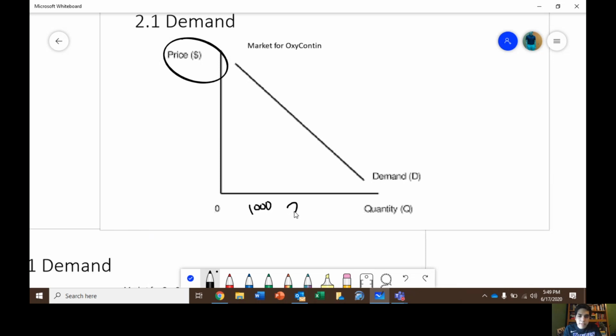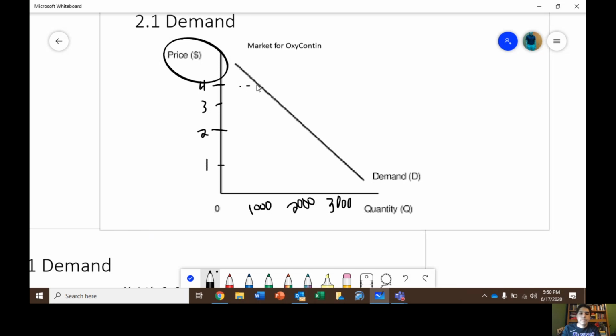I'm not putting units here, guys, only because it's really hard to write with this. So I apologize in advance. 3,000 1 milligram tablets demanded in this market. And then at $1, $2, $3, $4, right?